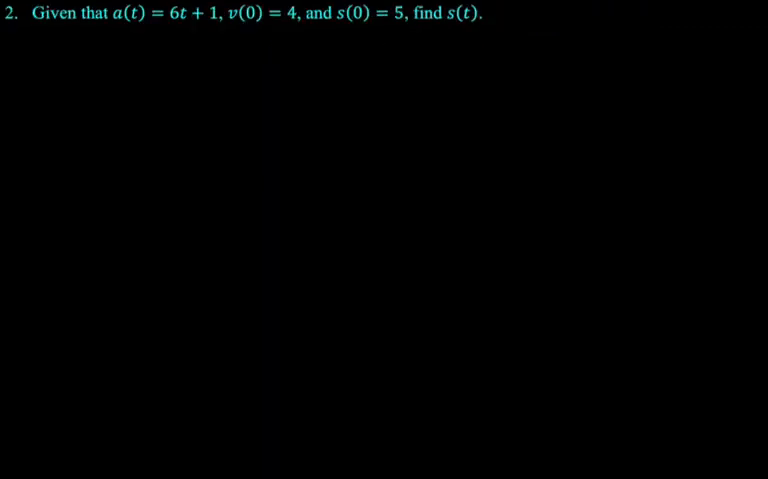All right, let's look at another thing. Given that a of t is 6t plus 1, v of 0 is 4, s of 0 is 5, we just want to find s of t. Not bad, we've done a bunch like this. So to go from acceleration to velocity, we need to find the antiderivative. And in this case, polynomial, so we're just reversing the power rule. So I'm going to say that v of t is 6 times 1/2, which is 3t squared. And then the antiderivative of 1 is going to be t, but we pick up a plus c.